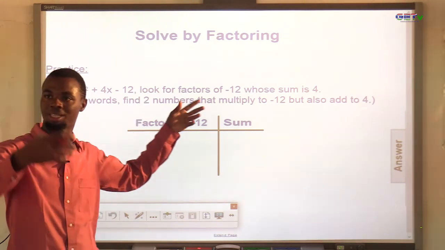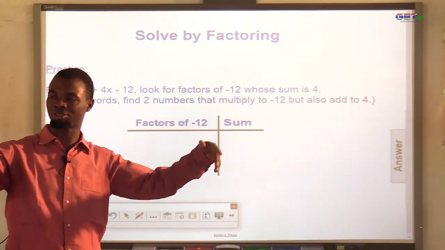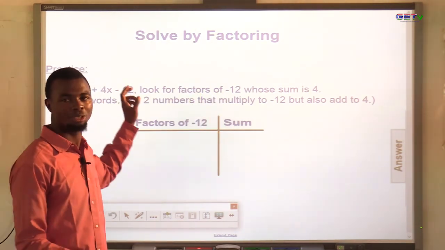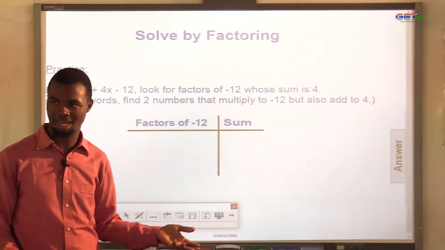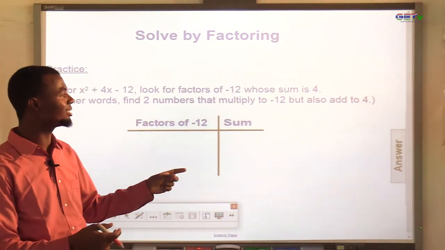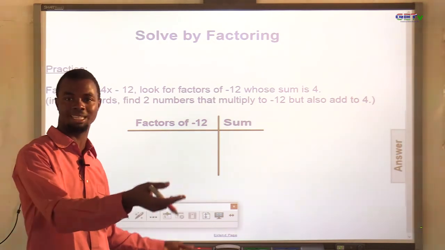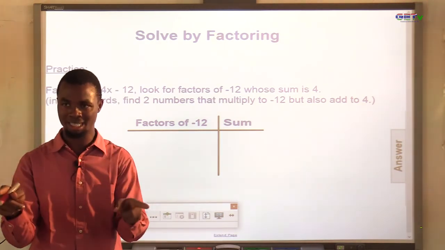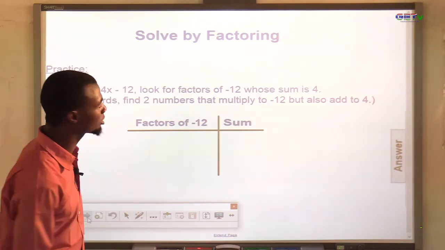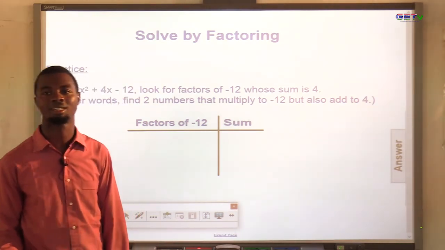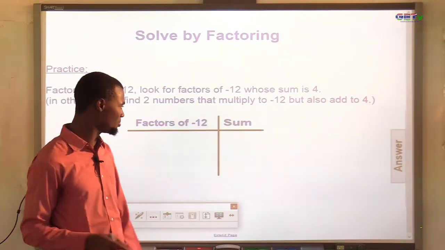Now, with the other one, we listed all the possible factors of 18 and then found the sum. We can do a similar thing here. But as you go, you realize this one will give you negative 12 and this will give you 4. You will only have one set of those factors. You cannot have more than one. So let's look at the factors of negative 12, whose sum will be 4.